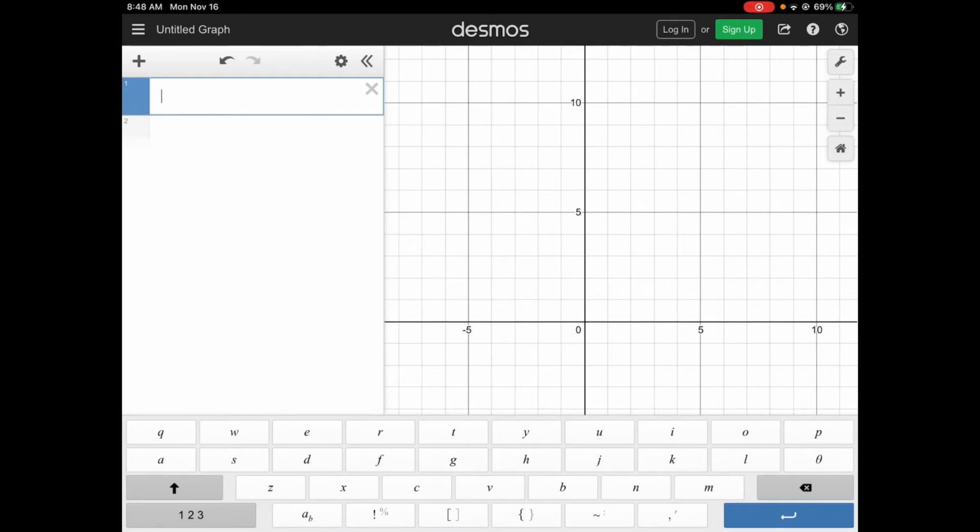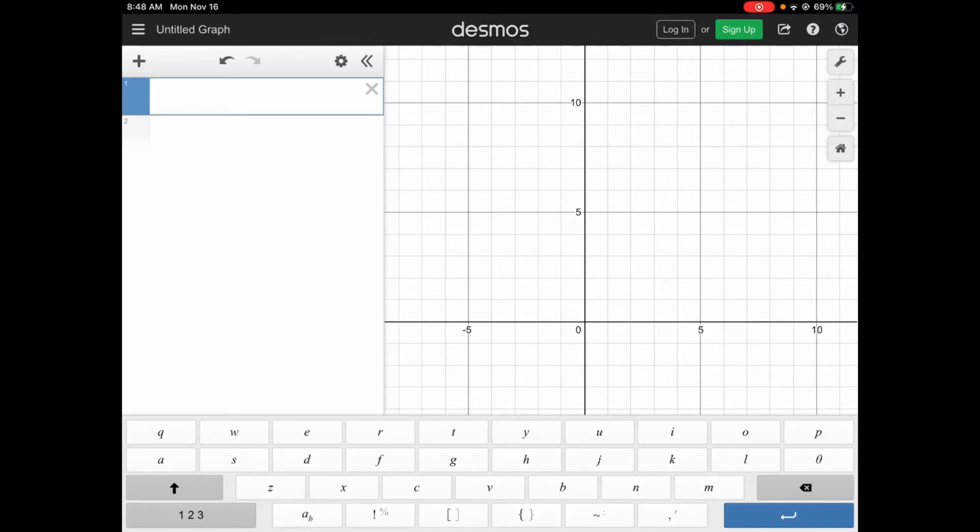Hello. This video is going to just do a brief overview of how we're going to enter data to create a scatter plot in Desmos and write our line of best fit. So the first thing that we're going to do is we need to create our table of values. Normally the table of values is provided. Right now I'm just going to make up some numbers.